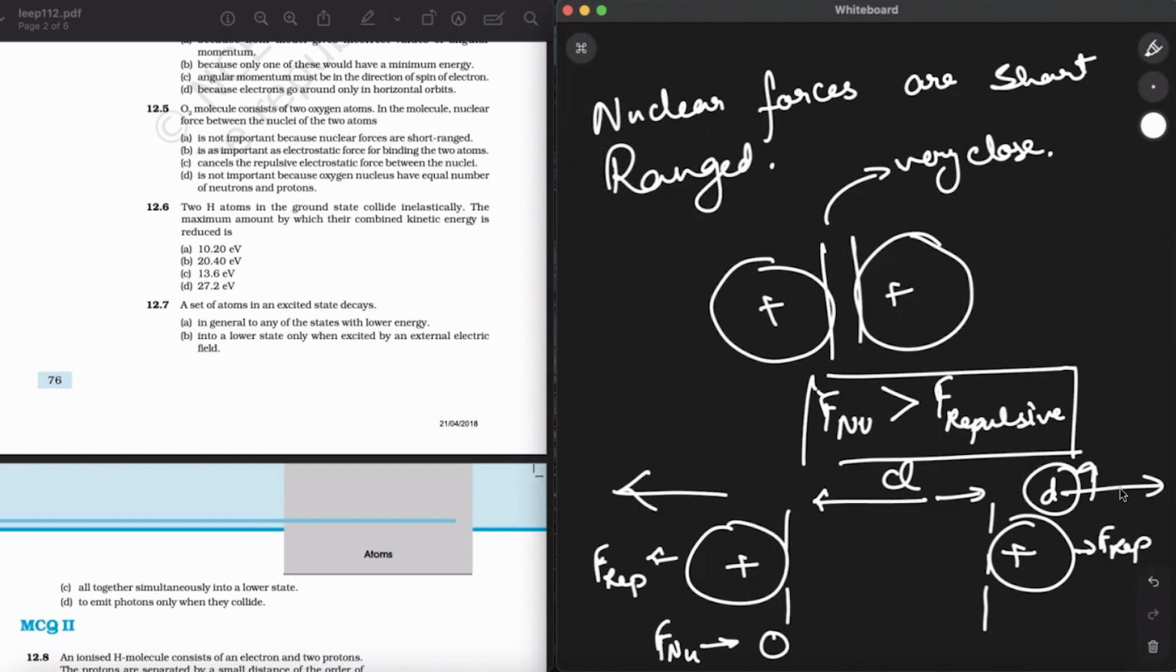And option C: it cancels the repulsive electrostatic force between the nuclei. No, it does not cancel it, because I already told you that nuclear force will only act when the distance is in the range of femtometers, very close to each other. Option D: it is not important because oxygen nuclei have an equal number of neutrons and protons. That is not the reason. The number of nucleons is not significant, but the distance between the two nucleons is what is important for such scenarios.